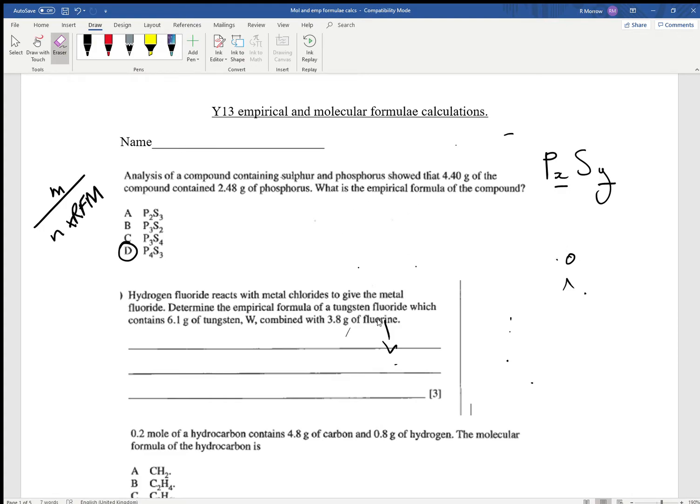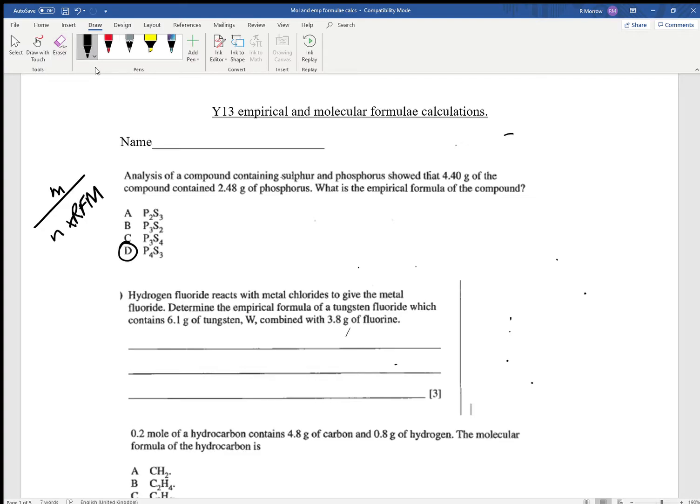Okay, the second one, it was the one that I got cut off on today, which is a bit disappointing because lots of people were somehow getting it wrong. Okay, so let's have a look at it. Hydrogen fluoride reacts with metal chlorides to give metal fluorides. Determine the empirical formula of tungsten fluoride, right? So the first sentence in that really is pretty irrelevant. We don't particularly need to use anything from it at all.